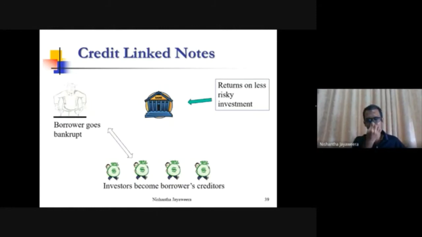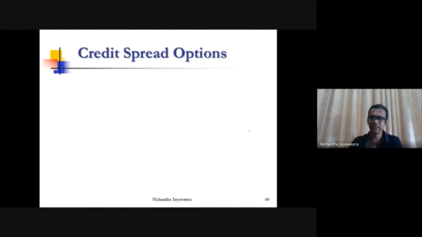But the problem comes when the borrower goes bankrupt. Then the investors become the borrower's creditors. Investors absorb the loss, and the bank will recover the returns from the less risky, safe investments. That's what happens in the credit linked notes. Basically, the credit risk of the bank is protected by the bank itself by issuing credit linked notes.